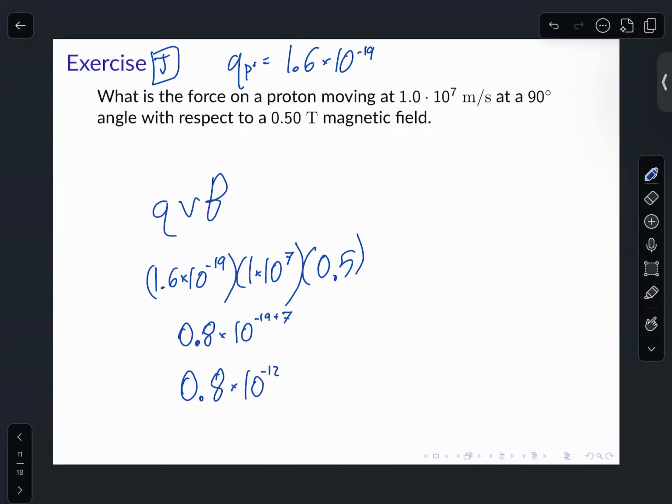And then I say that's not scientific notation. I don't want 0.8, I want 8 point something. All right, so I'm going to borrow a 10 out of the 10 to the -12. So if this goes over 1, that goes back the opposite direction. 8.0 times 10 to the -13 newtons. Which, a huge number, got correct. Good job. You're also allowed to use a calculator.